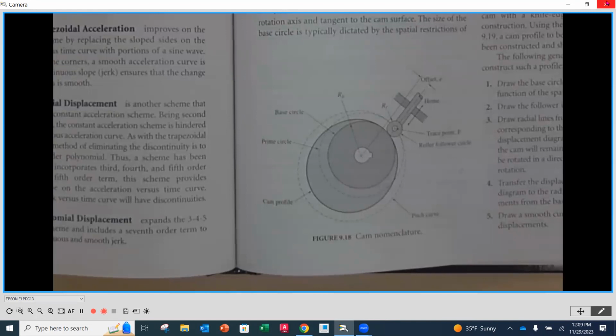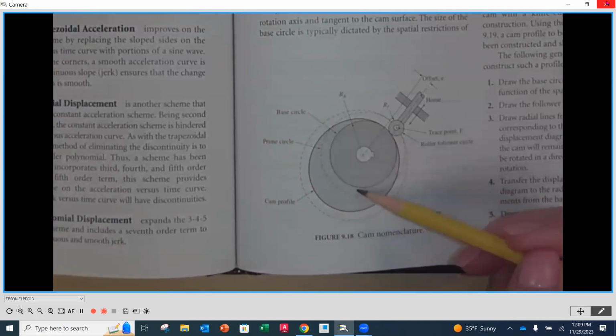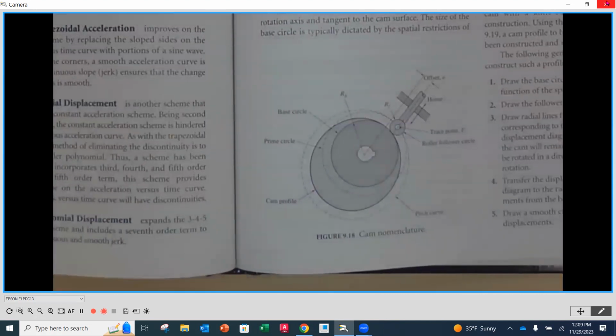Okay. Now, a couple of things here. Number one, the base circle. The base circle, as it's pointed out here, is the circle that's created if we would not have any follower movement at all; it would just remain in that same place. That's called the base circle. That's going to be the circle at what we would identify as our home position, or our 0 degrees on our displacement diagram.